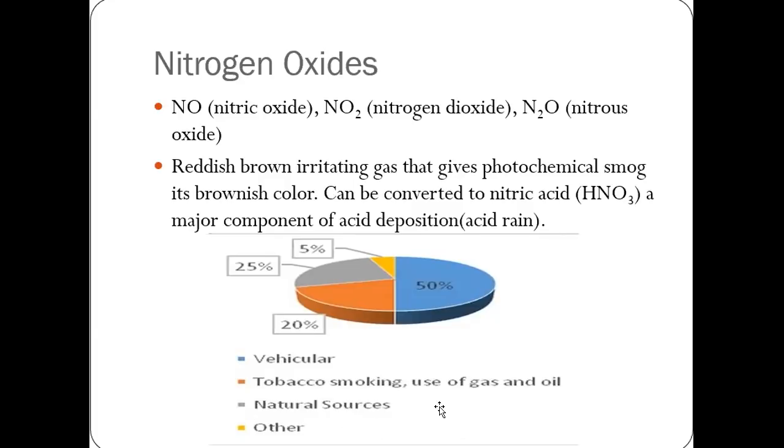Natural sources from landfills, from farms that usually use herbicides and pesticides, can also emit nitrogen oxide into the atmosphere, as well as other sources such as power plants, coal-fired power plants, and the like.